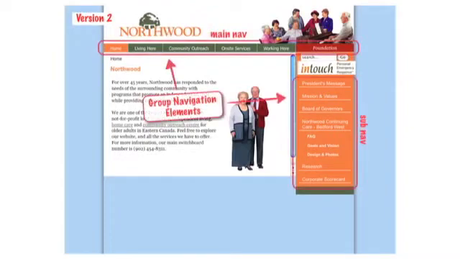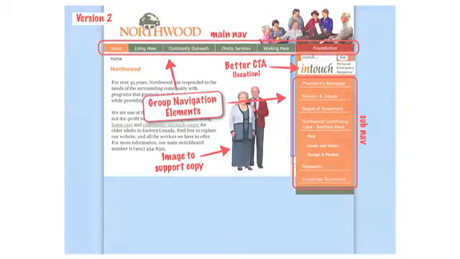In this next slide, we'll see that this is the second version, the new design for Northwood. And what we've done is we've grouped the navigation to eliminate the overwhelming feel of all the elements. So now we have a main nav and a sub nav. We've also added an image to the copies, which supports the copy in itself.